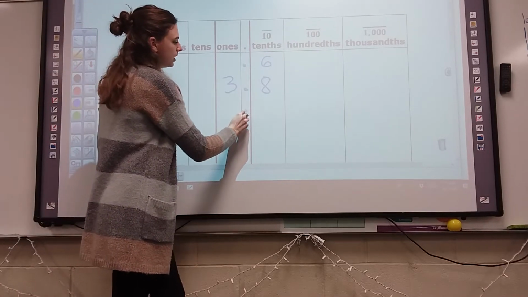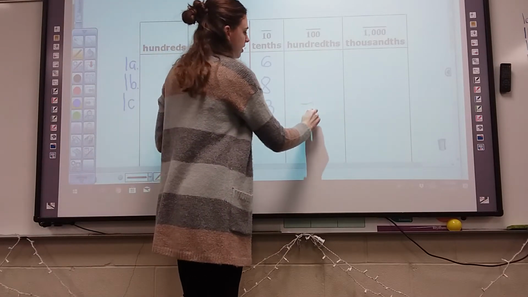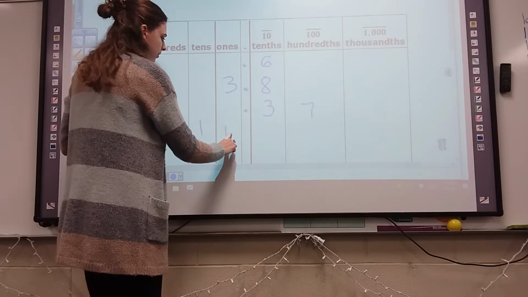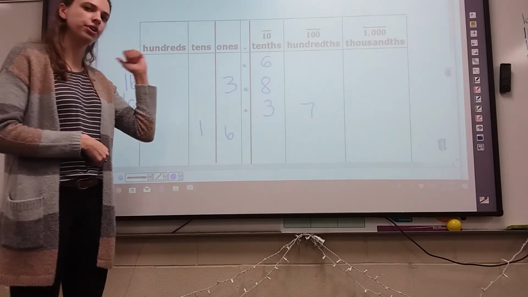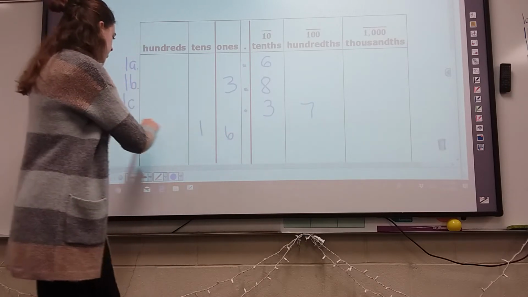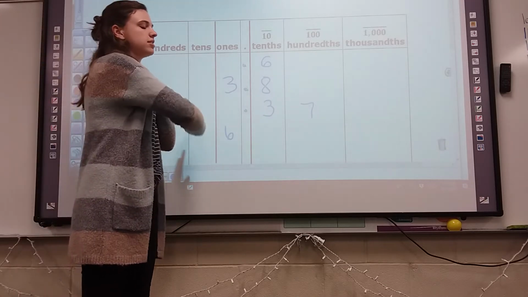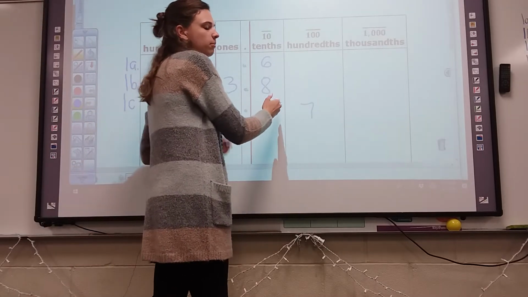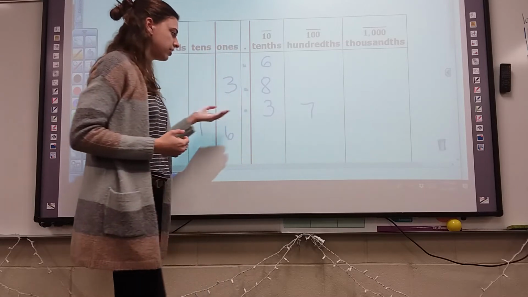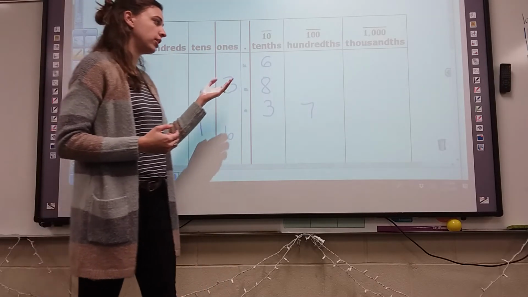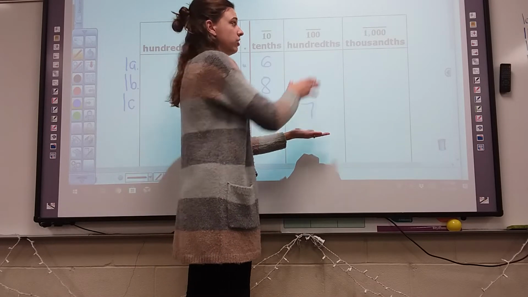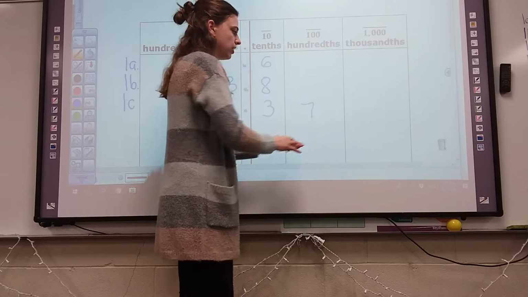Next one is 0.37. Just like if we had this kind of number in the whole number section of our chart, we wouldn't call this 1 6, we would actually call it 16. When we look at this number, we don't say 3 7, we say 37. Because there's no whole number in front of it, we just call it 37, and the 7 is in the hundredths place, our last place value, 37 hundredths.